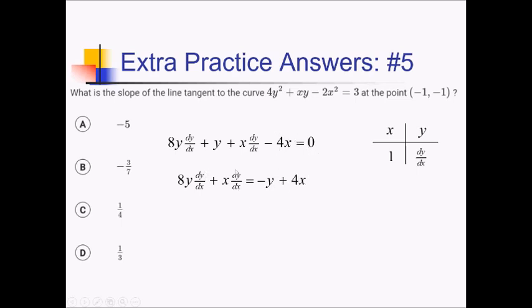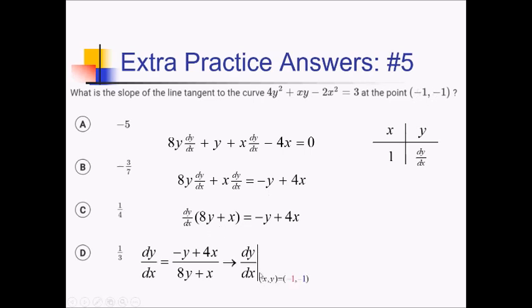Now that I only have dy over dx's on the left, I can factor out the dy over dx. That leaves me with 8y plus x inside of parentheses, which I can now divide both sides by. So dy over dx then is going to be negative y plus 4x, all of that over 8y plus x. But I'm not done. I still have to figure out the derivative of this thing at the point (-1, -1).